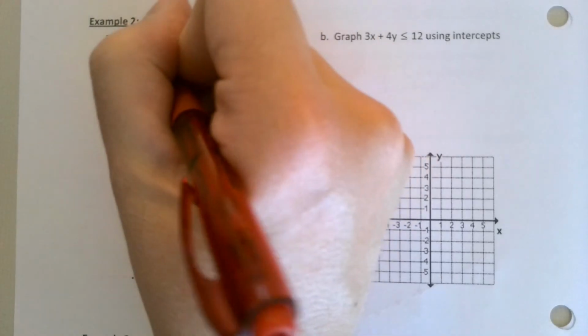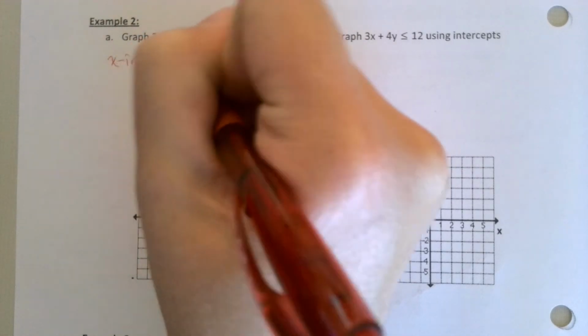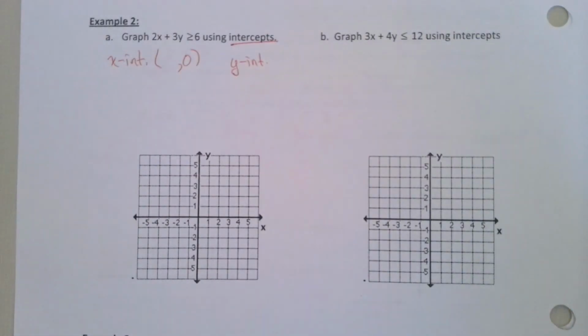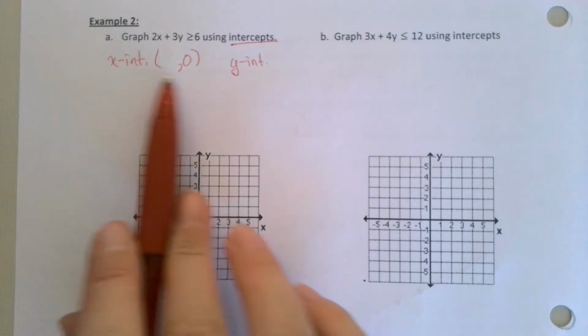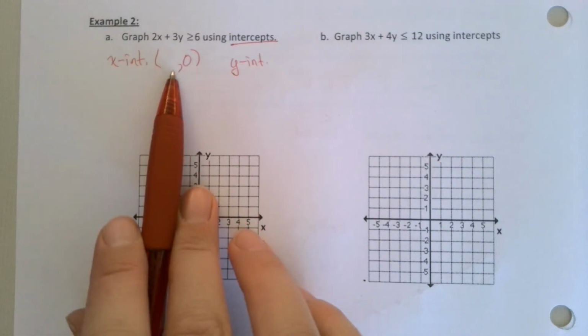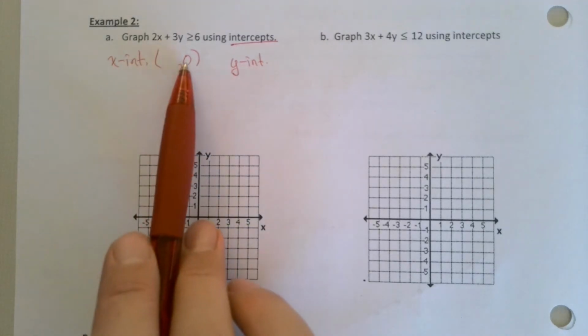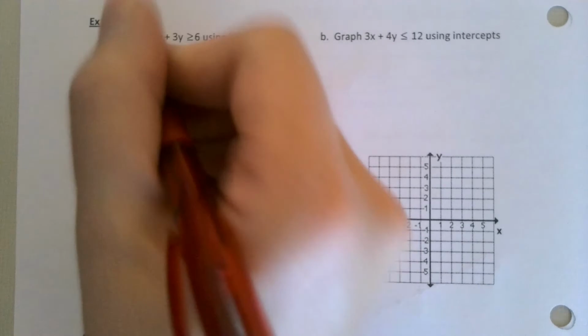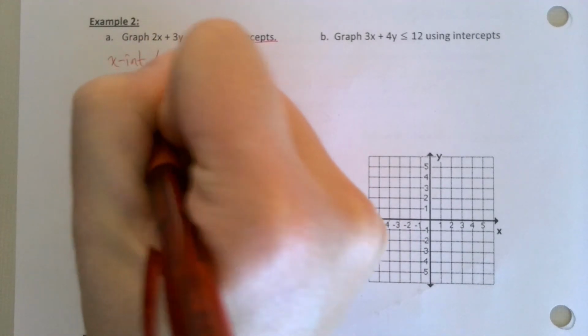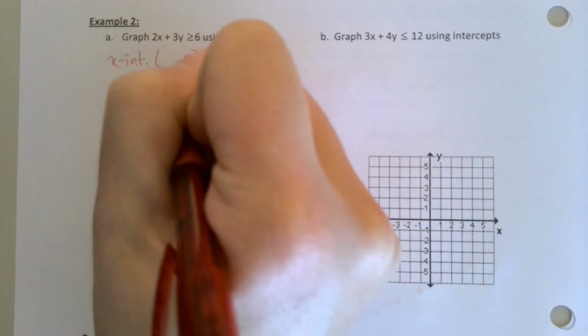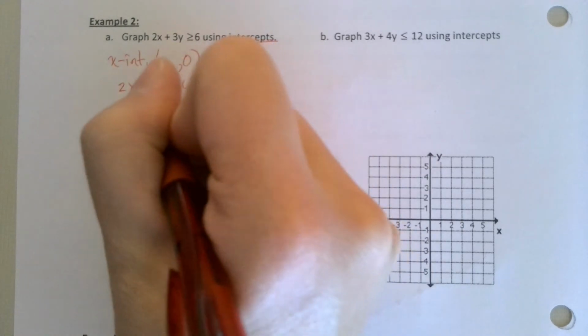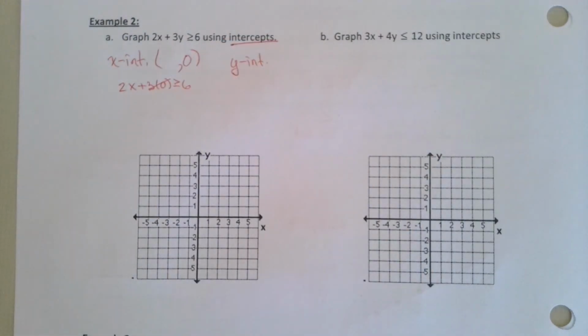So to get full credit, you need to list your x-intercept as an ordered pair. And the reason I'm pushing that is so we understand where these numbers come from and how we can use them later. So we're laying this out for our future math use. So I'm going to put that 0 in for y. 2 times x plus 3 times 0 is greater than or equal to 6. That's going to cancel itself out. That's why we like the intercepts.